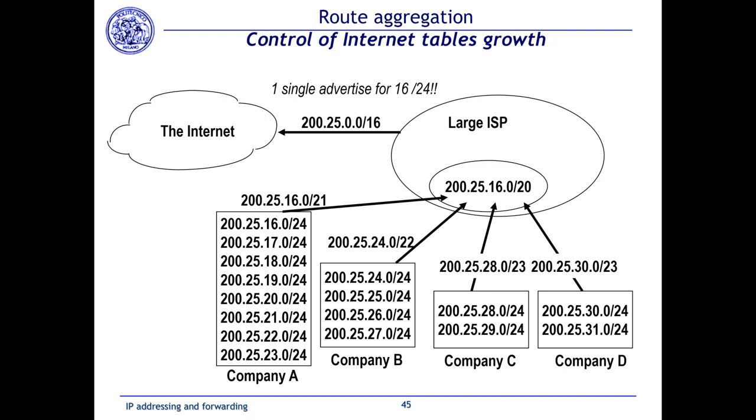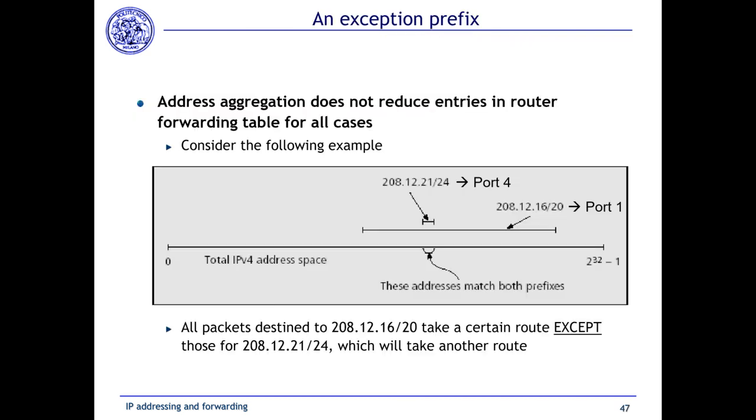So basically, this is route aggregation, and it's very important. It's the mechanism that is used today very extensively, and we can use it once we are outside the classful mechanism that we have seen before.